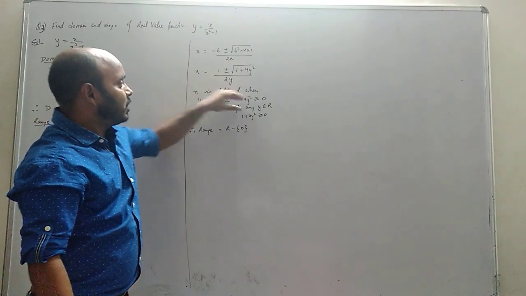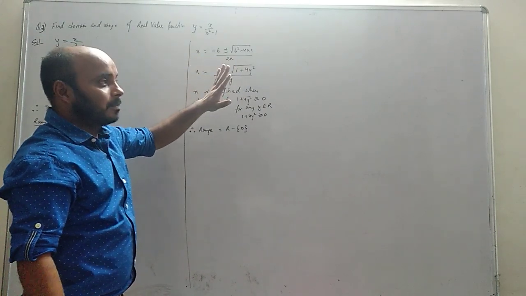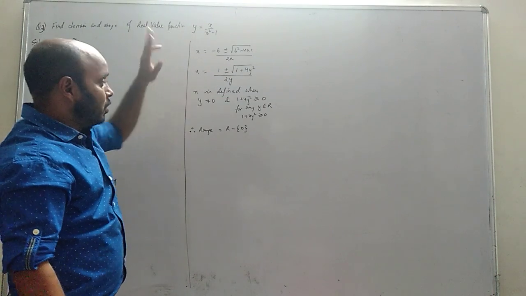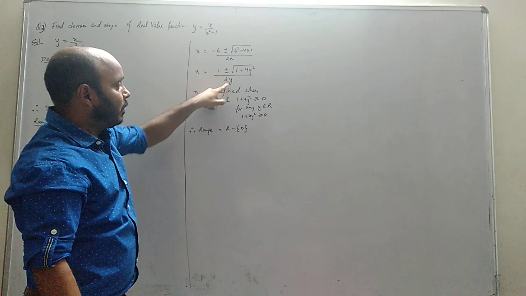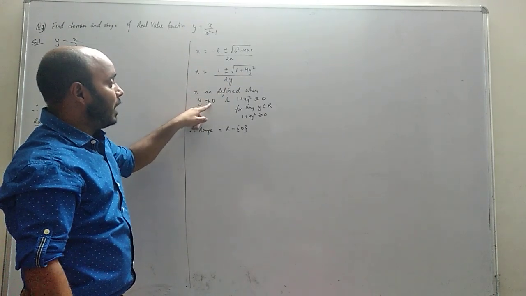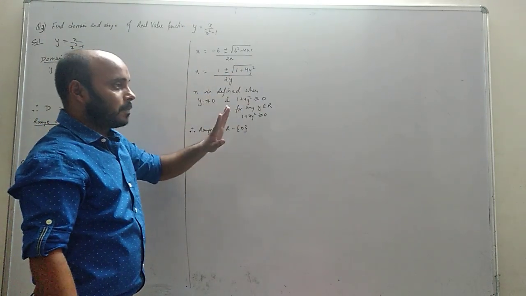Now see which form? Something by something, as well as inside root we got something. That is the third type. So x is defined when? When the denominator will not be equal to 0, y not equal to 0, and inside the root part the thing should be greater than or equal to 0.